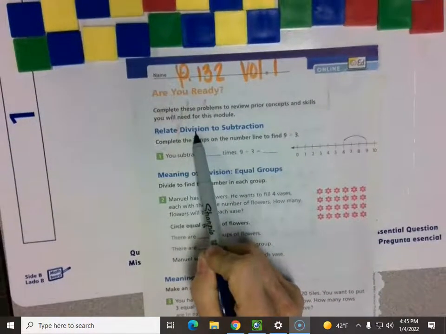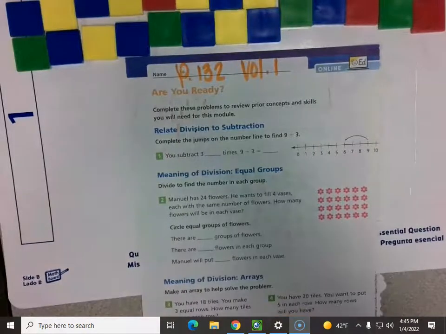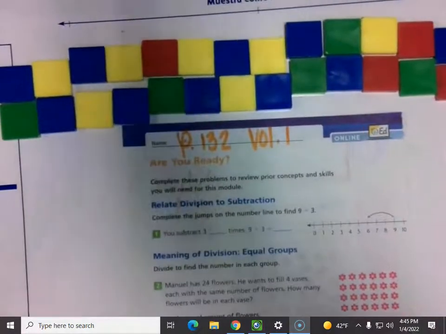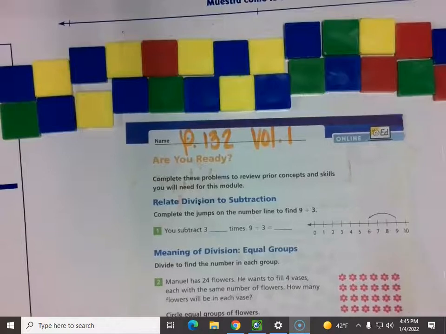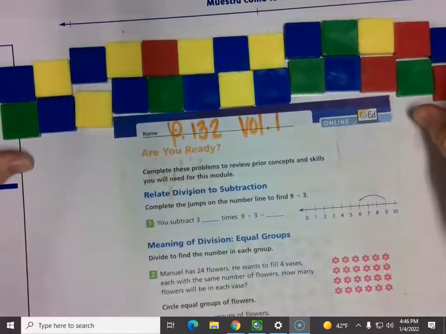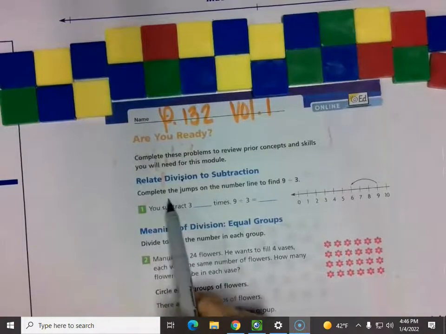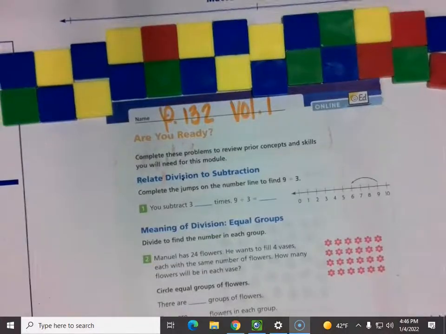We talked about division being related to subtraction. All right, what does that mean? Well, you know that multiplication can be represented with repeated addition. Well, division is the inverse of multiplication, and it can be represented with repeated subtraction. So in this first question, we use a number line to show 9 divided by 3.